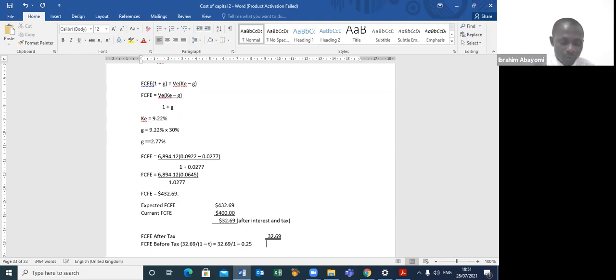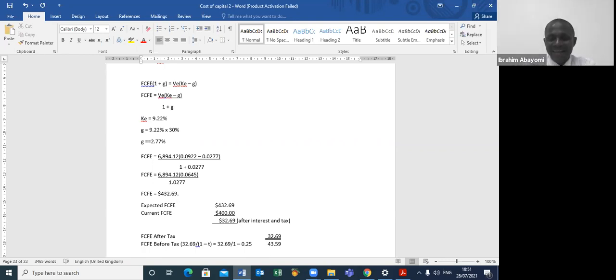So let's do this one directly. We have 32.69 divided by 0.75. That gives me what? 43.59. That is the free cash flow to equity before tax. Now, we need before interest and tax.